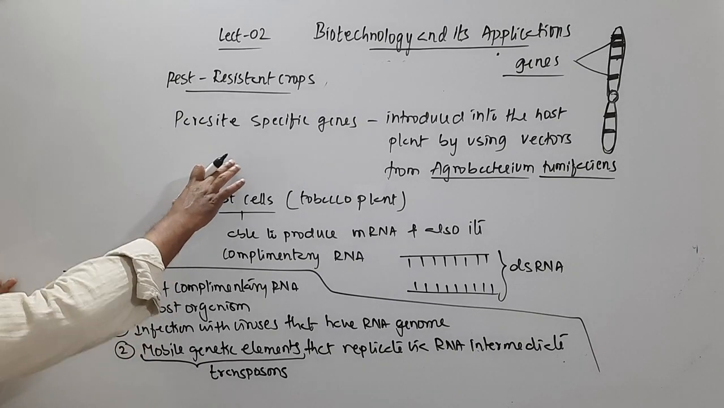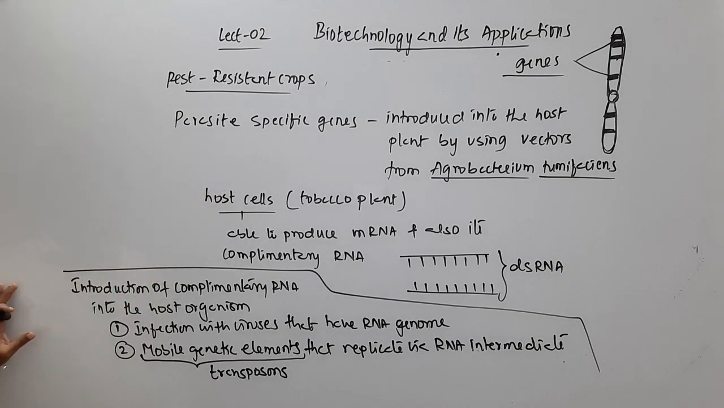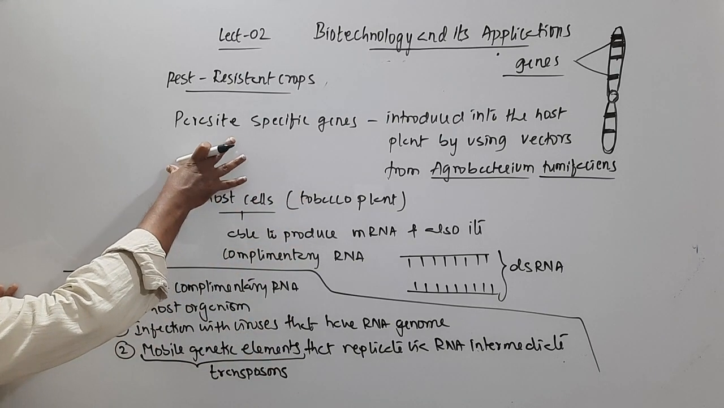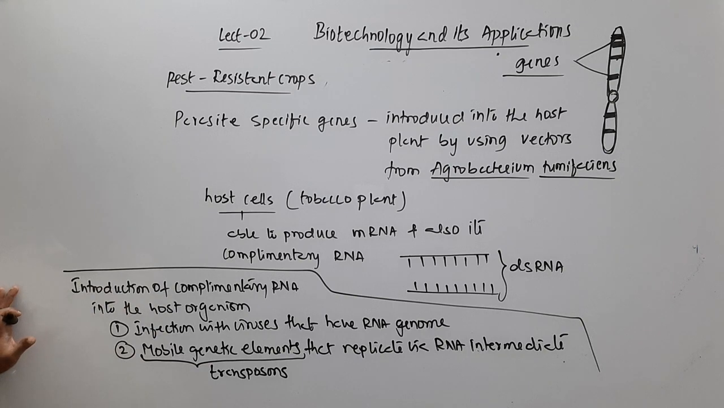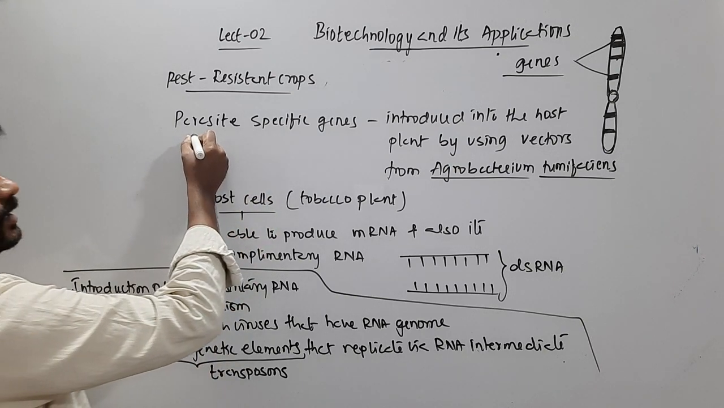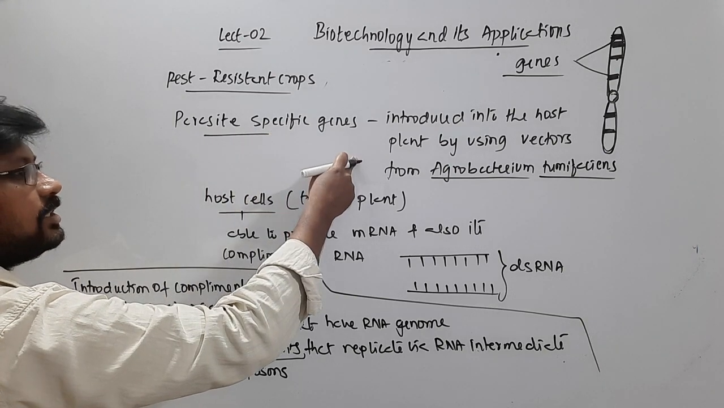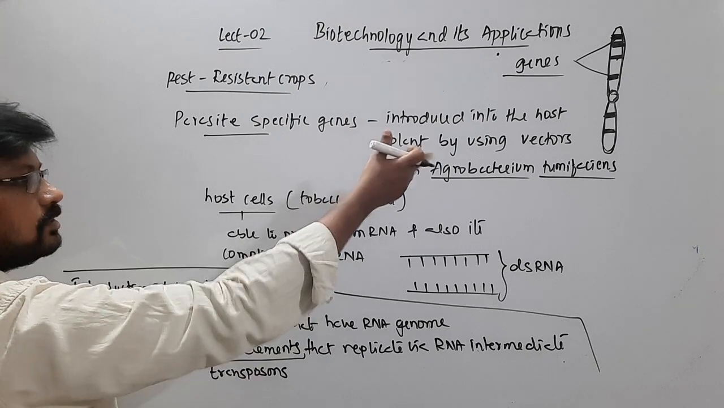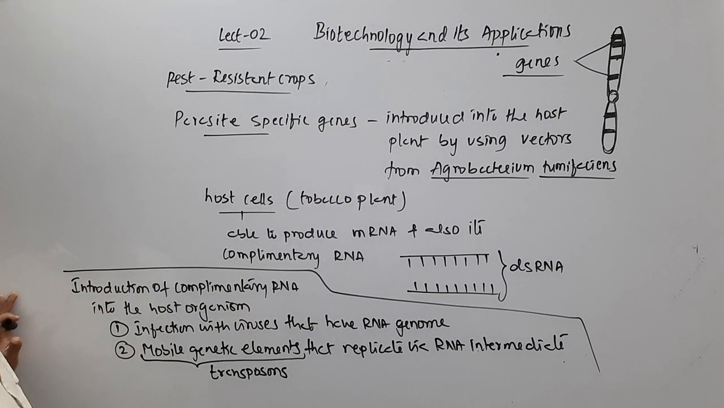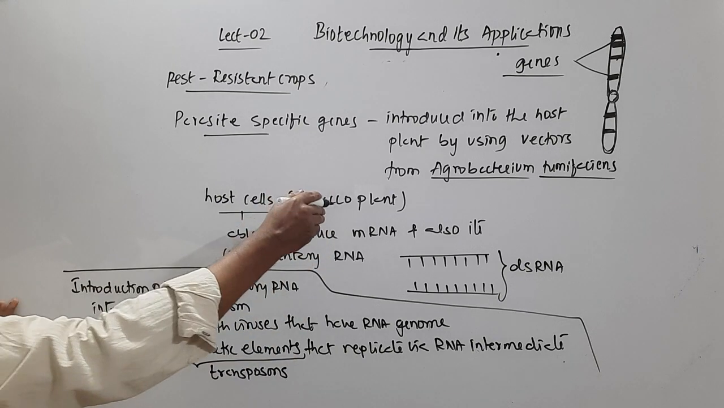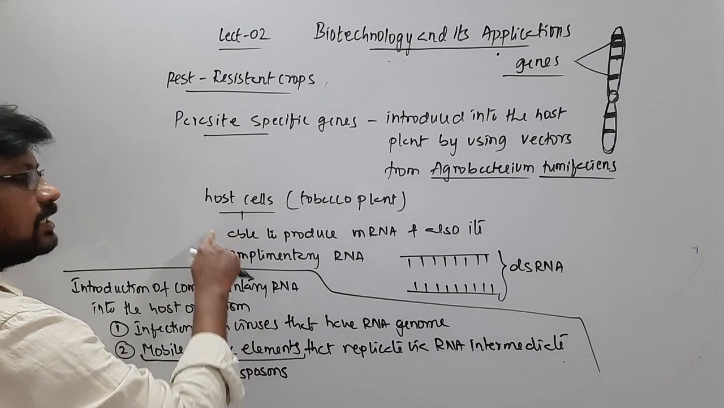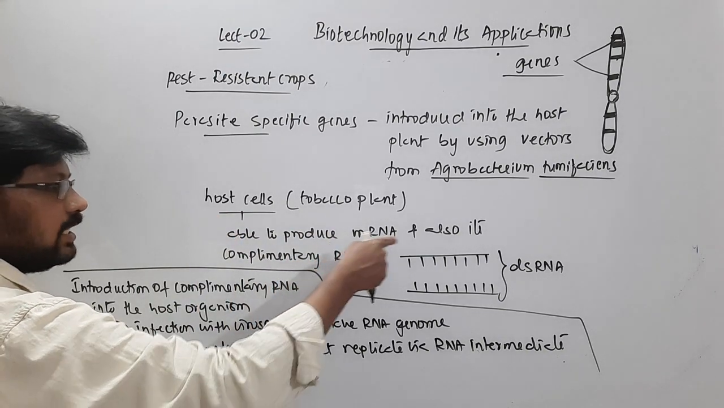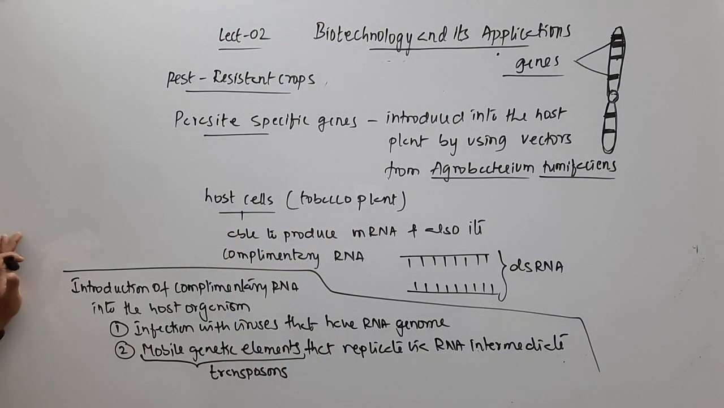So in this case, what we have done is whatever those parasite specific genes, these parasite specific genes are introduced into the host plant, of course, by using the vectors from the bacterium Agrobacterium, and the introduction was in such a way that the host cells are able to produce the mRNA and also its complementary RNA.